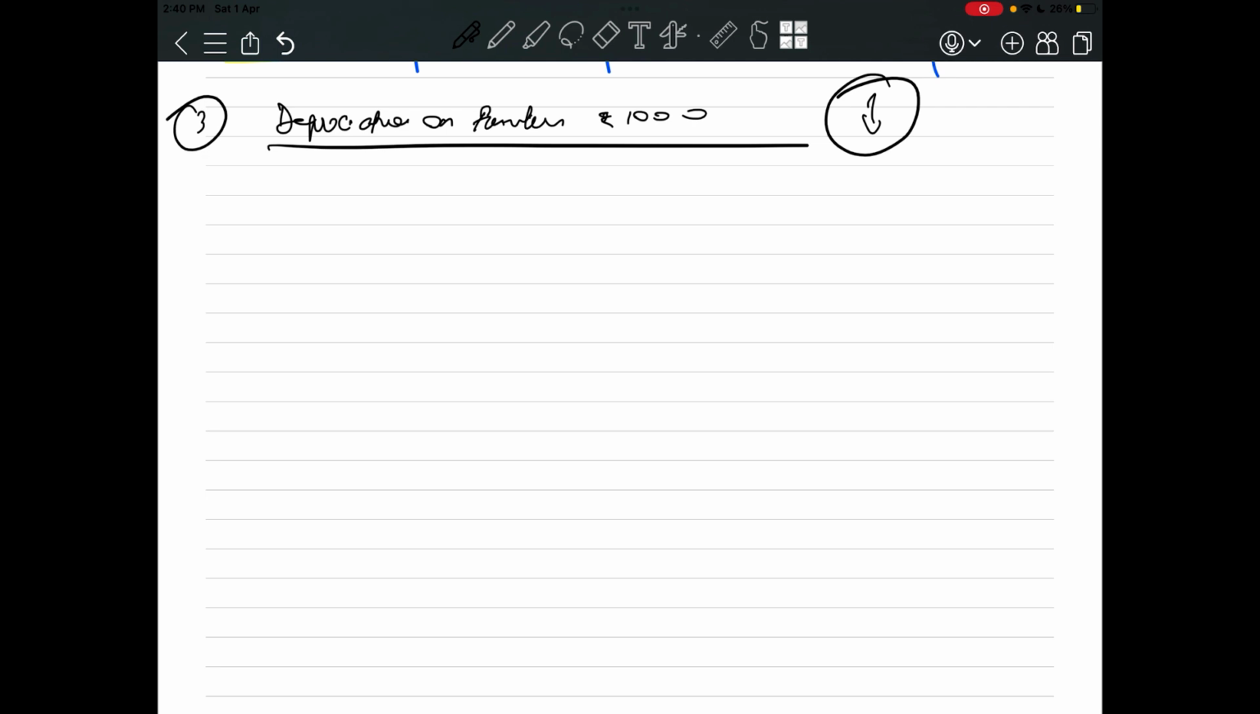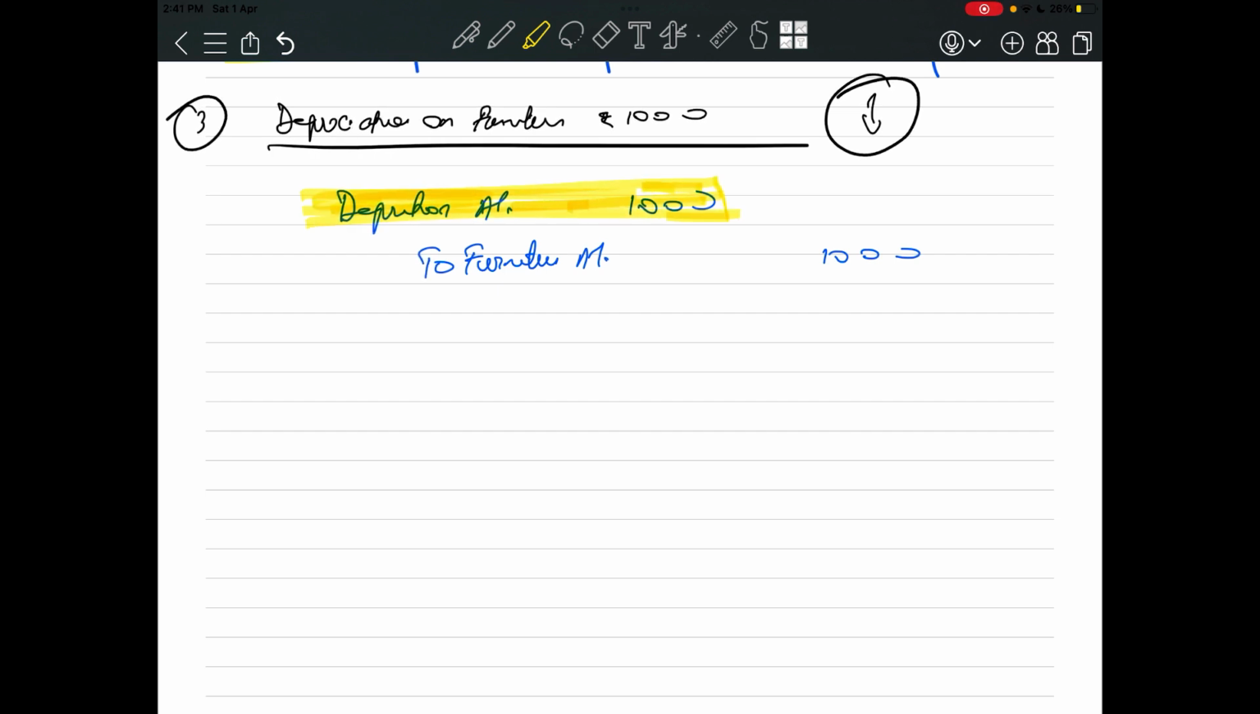We will credit the furniture account by 1,000. It is reducing by 1,000. And what will we debit? Depreciation account. Simple. Why depreciation? Because depreciation is a nominal account. See, debit all expenses and losses. So 1,000 is a reduction in the value of furniture. So this means this is a loss for us, right? The value of our furniture is reduced by 1,000 rupees.